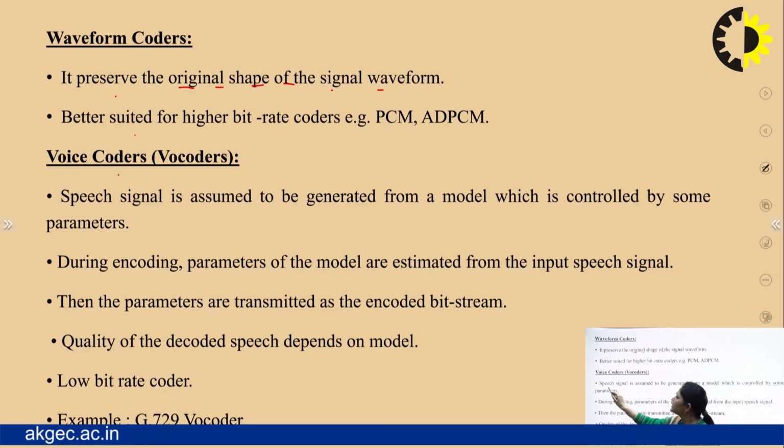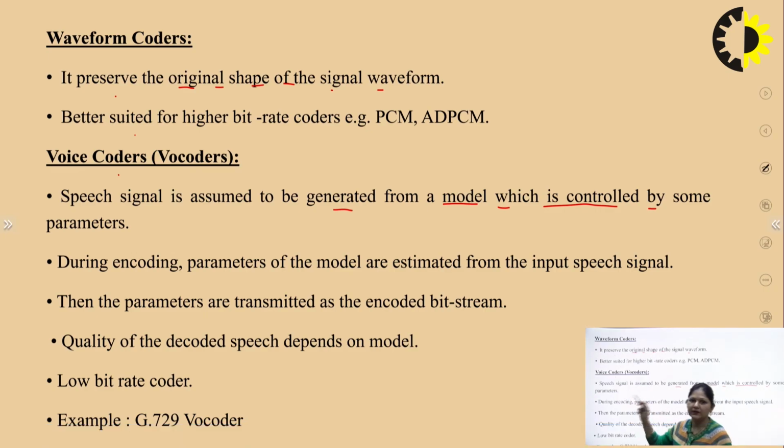Vocoders: speech signal is assumed to be generated from a model which is controlled by some parameters, that we had seen in the earlier slides. The speech parameters, voiced or unvoiced signals, are controlling the speech signal. During encoding, parameters of the model are estimated from the input speech signal. Then the parameters are transmitted as an encoded bit stream. Quality of the decoded speech depends upon the model. Obviously, the better the model, the better quality of the signal we will get. Lower bit rate coder, for example G.729 vocoder.